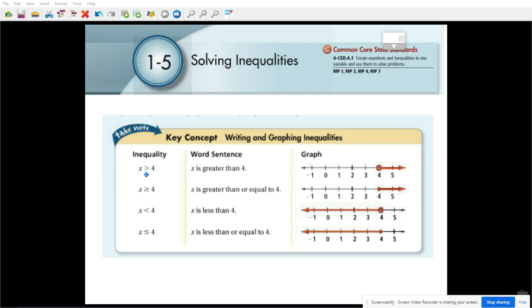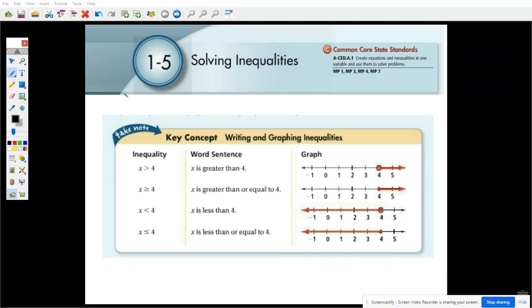So you should know these symbols, okay? X is greater than 4, X is greater than or equal to 4, X is less than 4, X is less than or equal to 4. And then when we graph those things here, for X is greater than 4, we have an open dot. The open dot signifies that 4 is not included. And the X is greater than or equal to 4 has a closed dot. And again, both those arrows are pointing to the right because those are where the numbers are greater than.